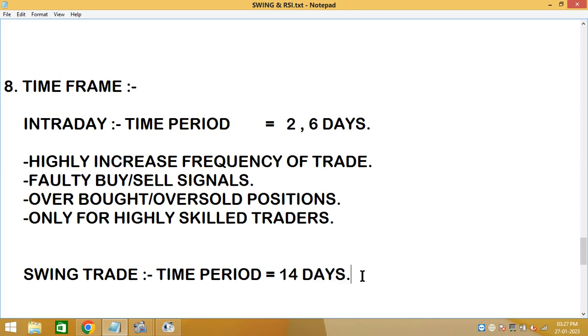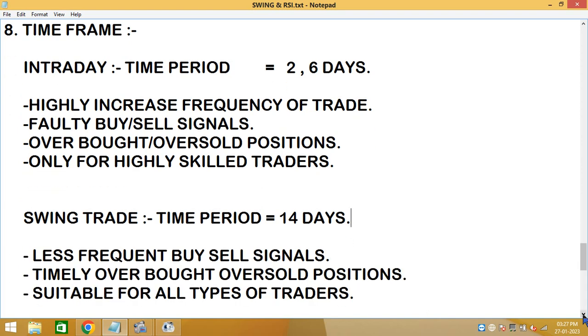I will repeat this again. Intraday RSI time period is 2 to 6 days. It is meant for highly skilled people who have inside out knowledge of charts, patterns and indicators. For a normal person, a time period of 14 days is most ideal for swing trading, and in intraday positions a 14 days period is not indicated. It will really give you faulty buy sell signals, overbought, oversold signals, and you can hugely lose money in the share market.